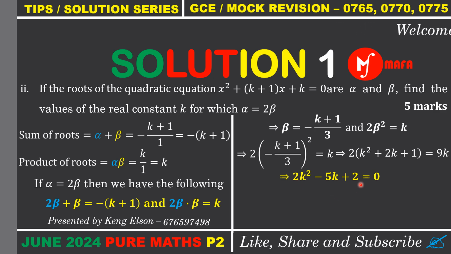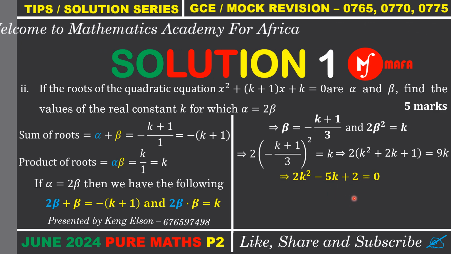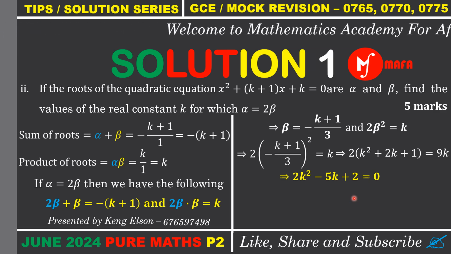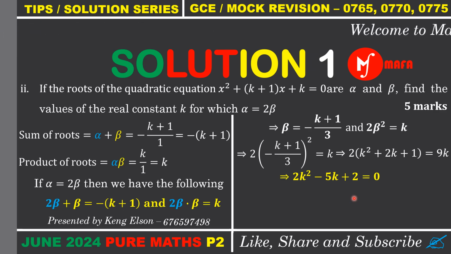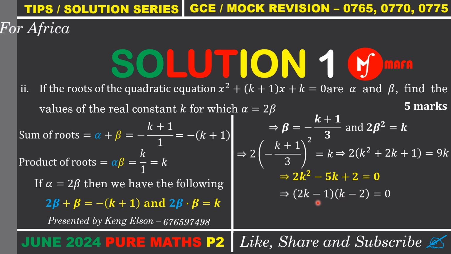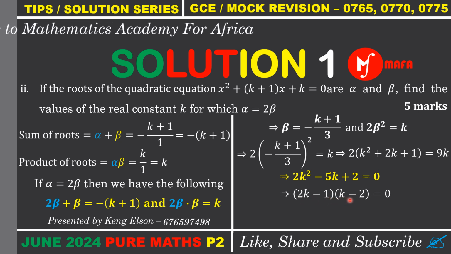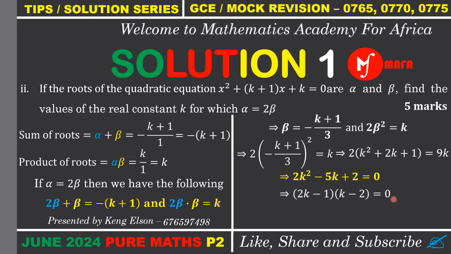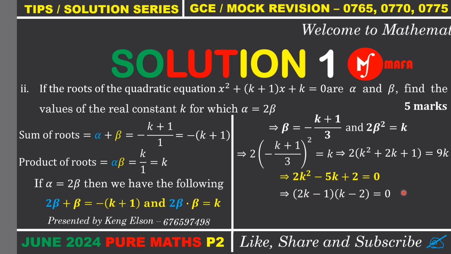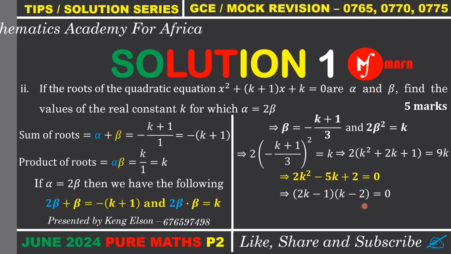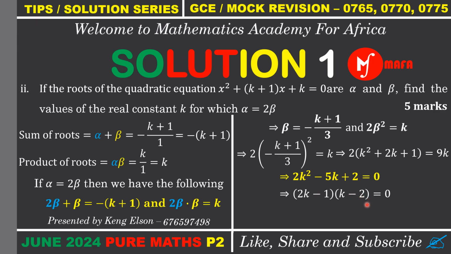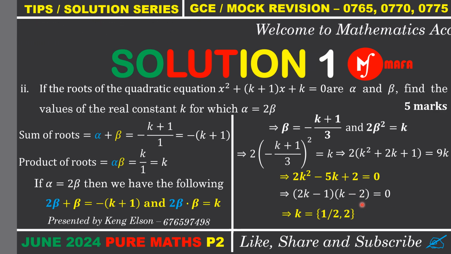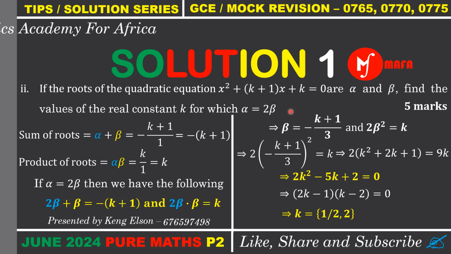The factors of 4 that when we add, we have negative 5, we multiply, we have 4: negative 4 and negative 1. So when we factorize this quadratic, we are going to have 2k minus 1 times k minus 2 equal to 0. Now we need to solve. Equate every factor to 0. We are going to have 2k minus 1 being 0, k is equal to half, and k minus 2 being 0 means k is equal to 2. So these are the values of the constant k for which alpha is equal to 2 beta.